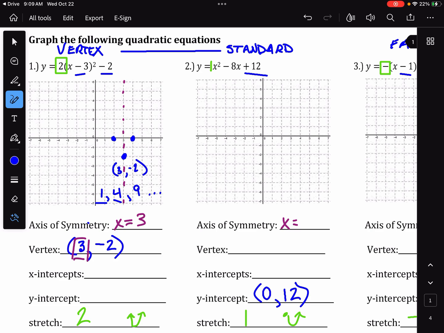So out 2, 2, 4, 6, wait, did I count that right? 2, 4, 6, 8 is way up there. And then match it on the other side. And that's all I have room for. So there's my parabola.